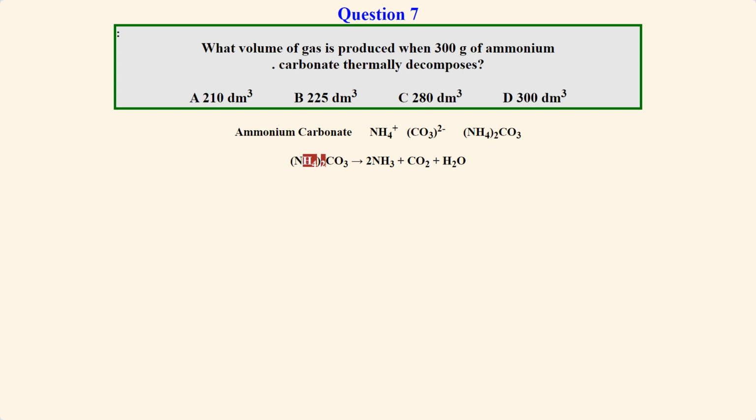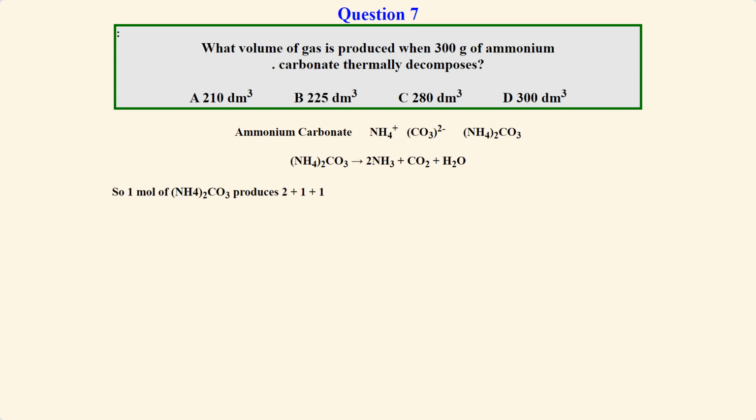Looking at the hydrogen, we've got 4 times 2, 8 on the left. On the right, we've got 2 times 3, 6 in the ammonia there, NH3, and 2 more in the steam, H2O, so 6 plus 2, 8. The hydrogen is balanced. The carbon is clearly balanced. We've got 1 atom each side, and the oxygen, we've got 3 on the left there in the CO3. On the right, we've got 2 in the CO2 and a further 1 in the H2O. So 2 plus 1, 3, the oxygen also balances.